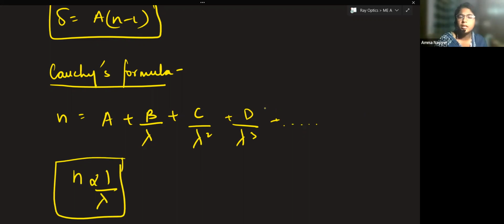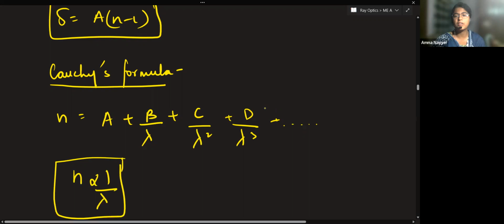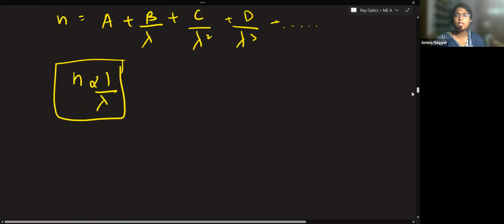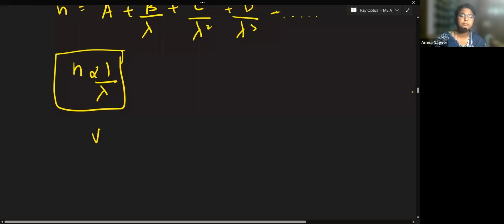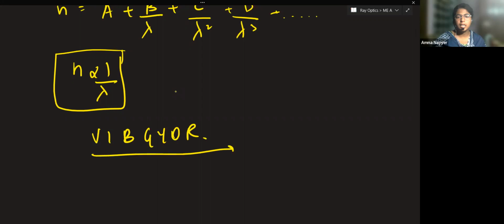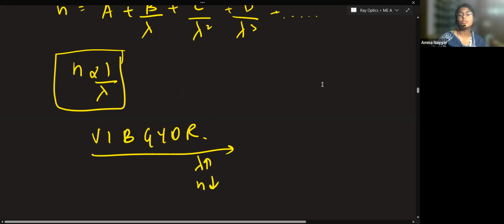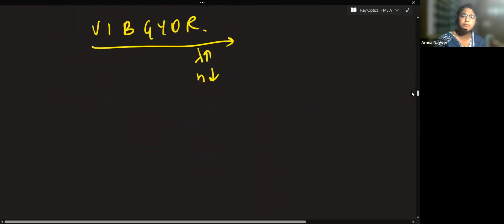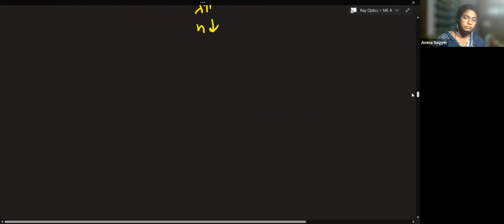Like if you compare the wavelength of red color and violet color, which will have a much greater value of refractive index? Since you all know red has a higher wavelength, it will have a lesser value of refractive index. So you just have to deal with your simple VIBGYOR logic. On this side wavelength increases and n decreases. So you will have application-based questions from here only.